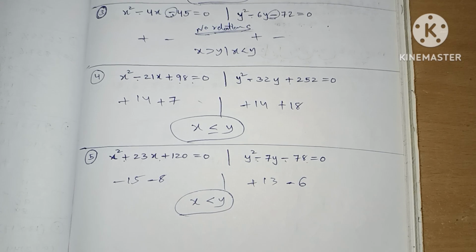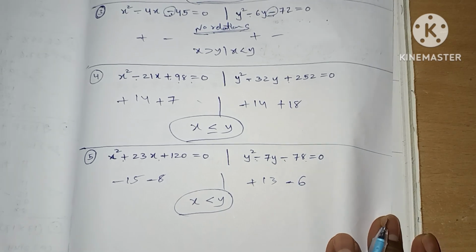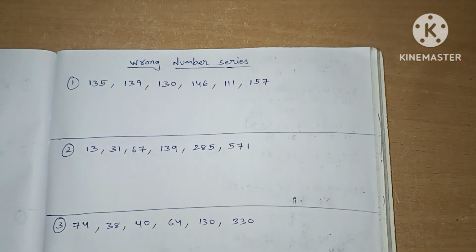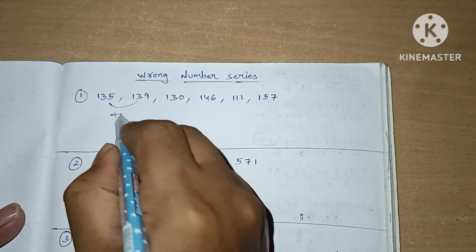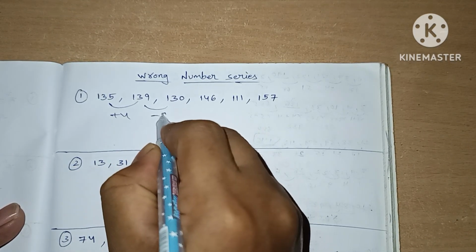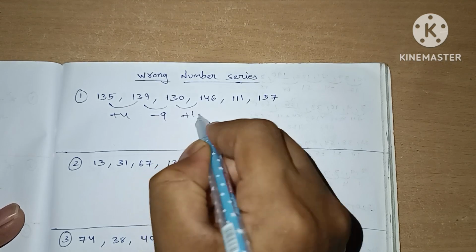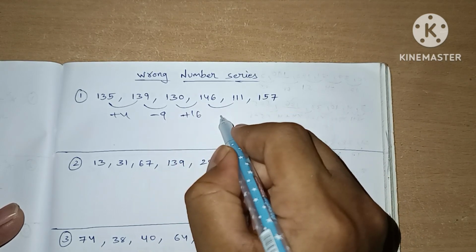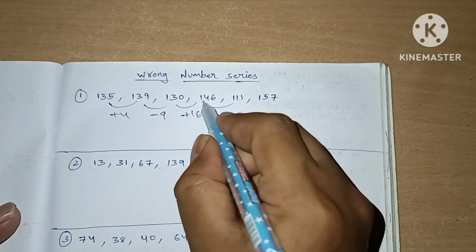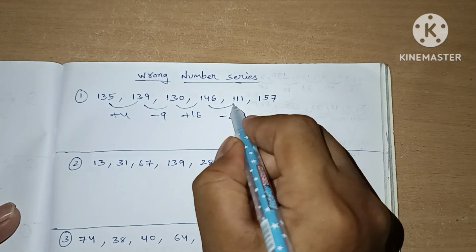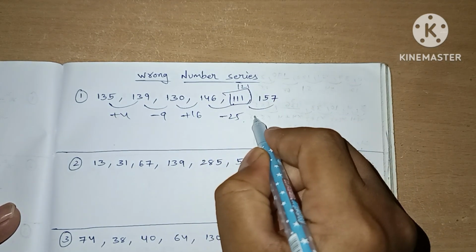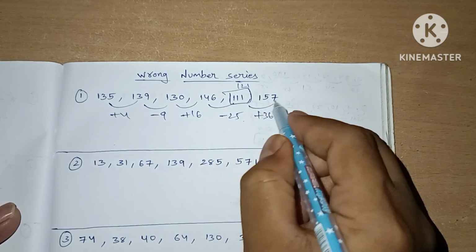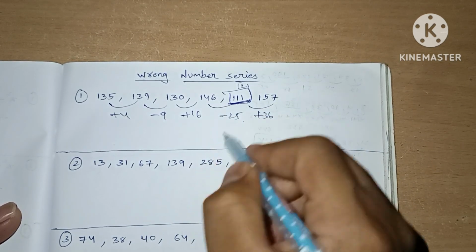Okay, now we are going to see wrong number series. Wrong number series, first question. Here the difference between these two is plus 4. Here the difference is minus 9. Here the difference is plus 16. Here the difference must be minus 25. 146 minus 25 is 121. 121 plus 36 will be 157. So our wrong number is 121.